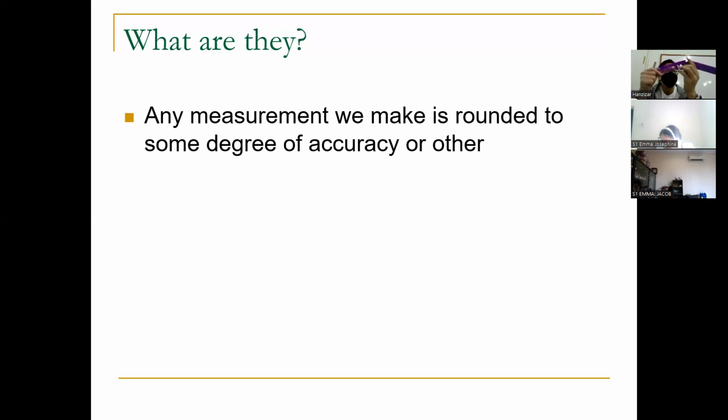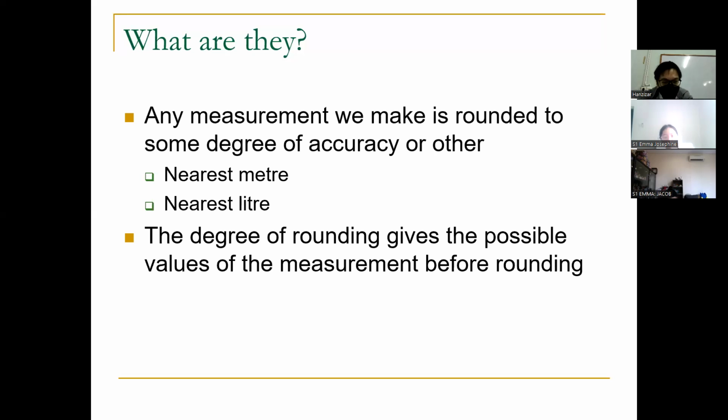We also have other measuring tools, called the micrometer screw gauge, and the protractor for degree angles, right? Anything that you measure has its own accuracy, to the nearest meter, for example, or to the nearest liter for volume. The degree of rounding gives the possible values of the measurement before you round the number. This is still on the estimation chapter, but not in your book. This is extra, because this is what we usually use in our daily activities, especially for estimating something.